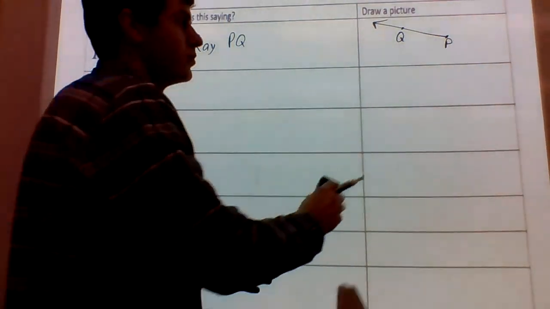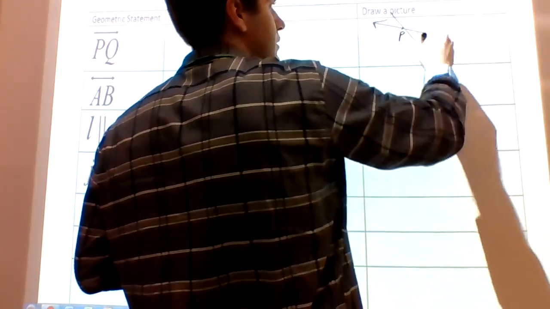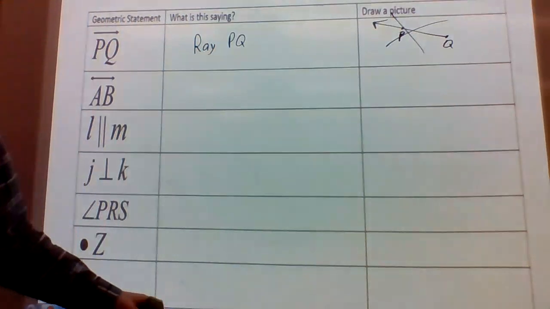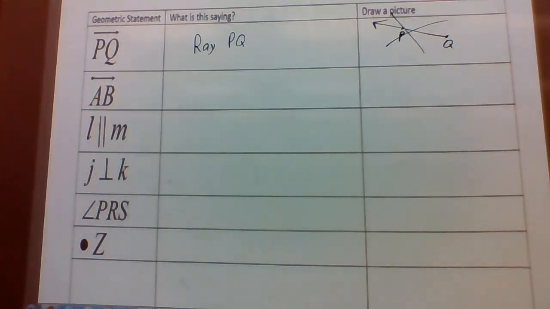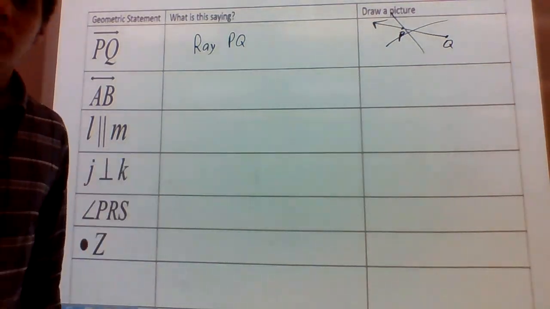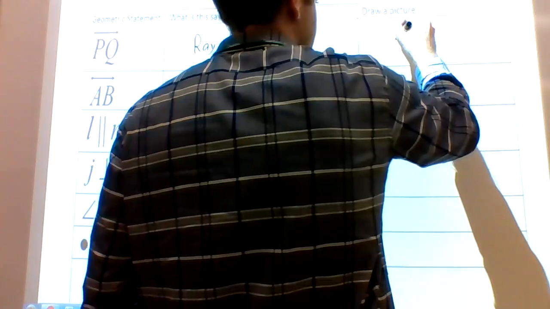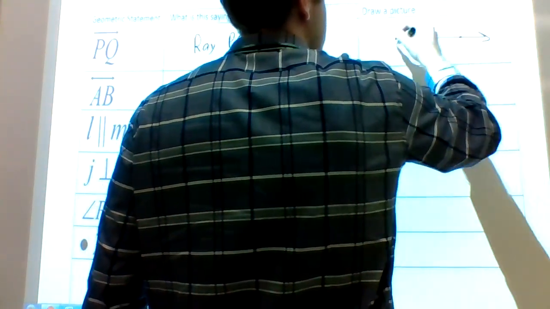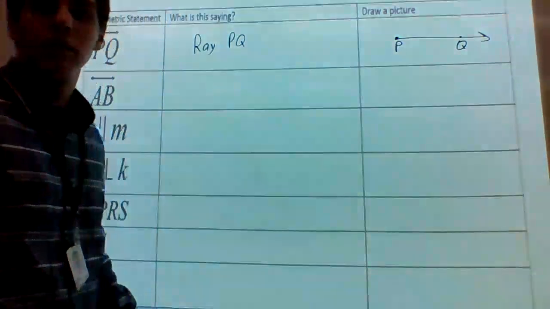But what we can't do is say Q, P. This is wrong. Q is not the endpoint. The name is telling us P is the endpoint, and it's going through Q forever. So we want to put something like this. P is our endpoint. Q is the side where we have the arrow going on forever.